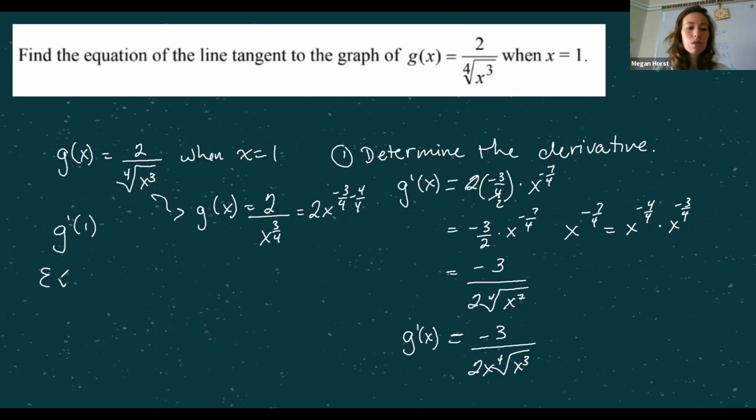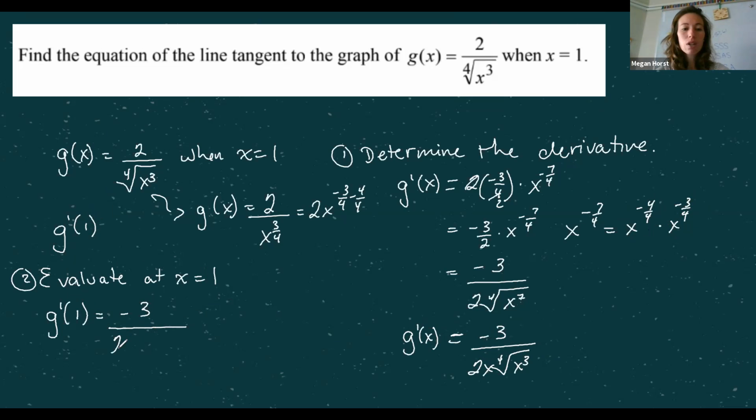So our next step is to evaluate at, in this case, x equals 1. So I'm going to say g prime of 1 equals negative 3 divided by 2 times 1 times the 4th root of 1 cubed. Well, that gives me negative 3 over 2. So my answer, the slope, would be negative 3 over 2. But it's not asking for the slope, it's asking for the equation of the tangent line.